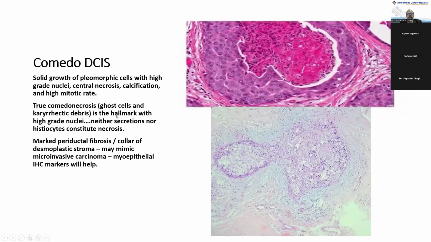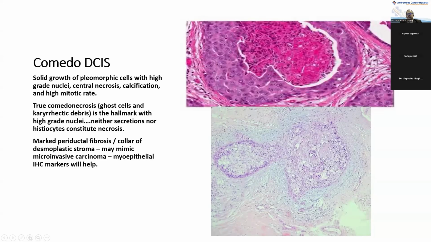Now, comedo is the most important DCIS to be reported, not to be missed. These are solid growth of pleomorphic cells with high-grade nuclei, central necrosis, and calcific deposits. True comedo necrosis should definitely be distinguished from the secretions as well as the histiocytes, which can look like necrosis on low power, if not experienced. They comprise ghost cells and karyorrhectic debris.